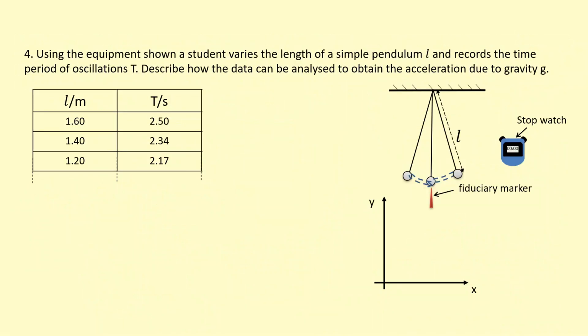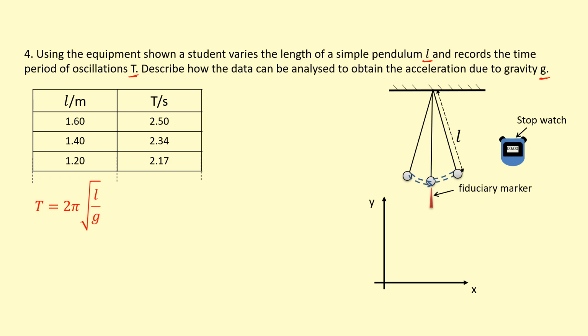Okay, in this practical, I'm changing the length of the pendulum, and I'm recording the time period of oscillation, probably over multiple oscillations and then averaging it. Okay, I want to analyze the data and find the acceleration due to gravity. The equation that links these together is this one here.